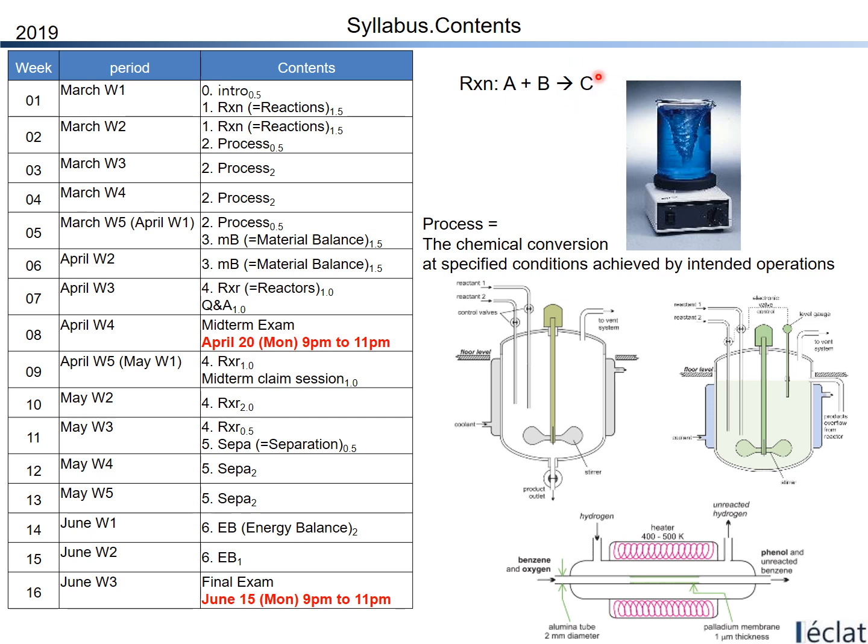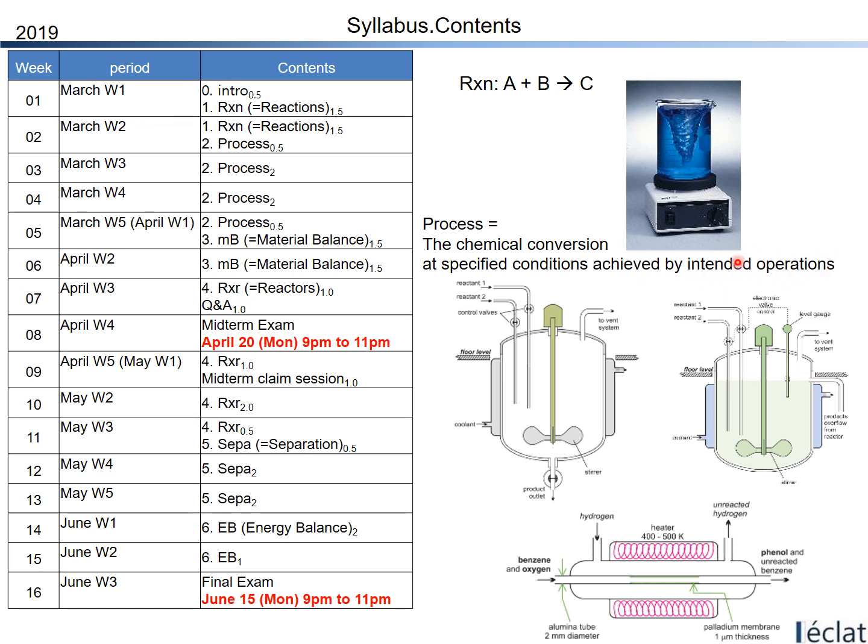Or sometimes you'd have the remaining reactants A and B. This is the process. The process includes some reaction plus operations. In this case, operations include mixing together by using a magnetic stirring bar plus some heating apparatus. So process is defined as the chemical conversion under specified conditions achieved by intended operations.